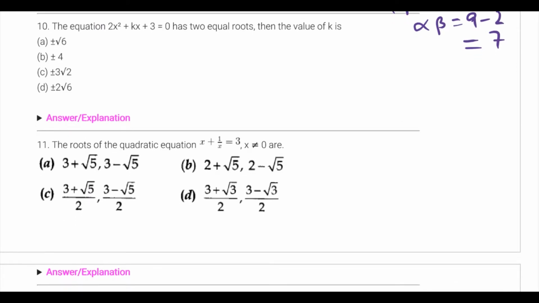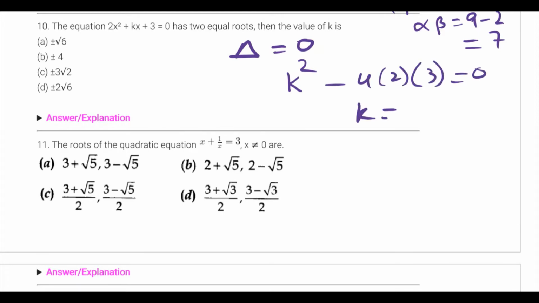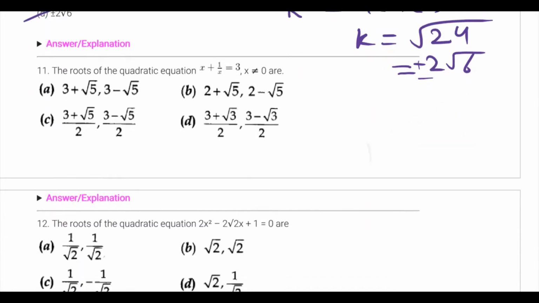Question number 10. The equation 2x² + kx + 3 = 0 has two equal roots, then the value of k is. So we have equal roots, so delta, the discriminant, should be 0. b² is k², so k² - 4 × 2 × 3 = 0. So k equals the square root of 24, that is 2√6, plus or minus 2√6. Option D.